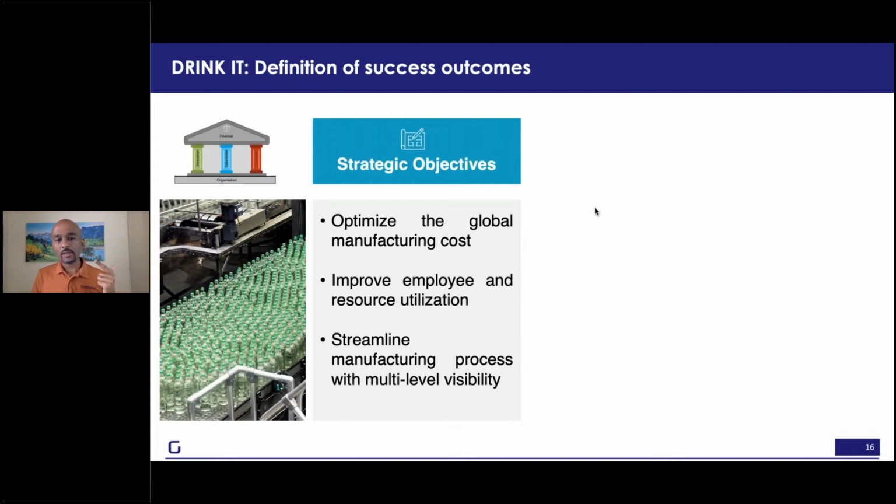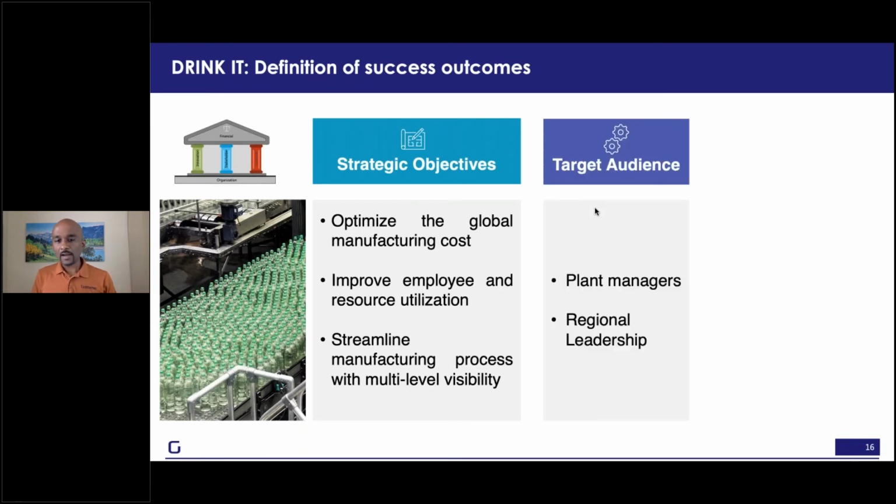Number 2, improve employee and resource utilization, which falls into the stakeholders pillar. Streamline manufacturing process with multi-level visibility. You start at the regional level, go down to the country, individual plant, and across cross-functional view. So this falls into the organizational category. Now, the target audience for this was plant manager and regional leadership.